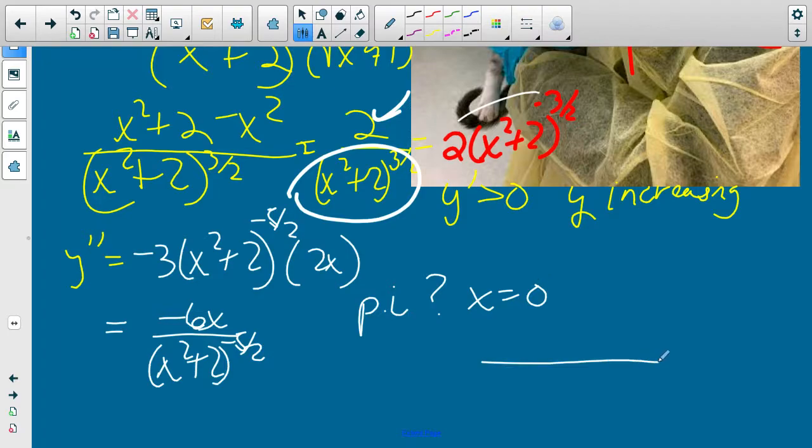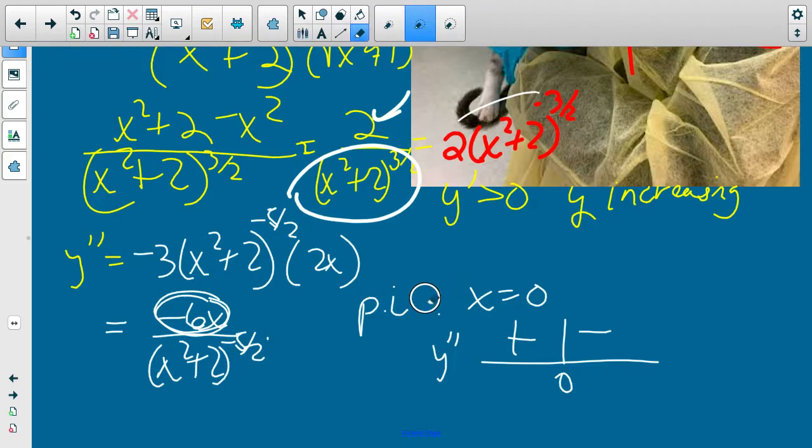But I believe it's going to be, if I'm doing a second derivative chart at 0, I don't have endpoints. Before 0, this is going to be positive. And after 0, isn't this going to be negative? And the bottom's always positive. It's the square root of something to the 5th power. All right, so I do say that this is a point of inflection.